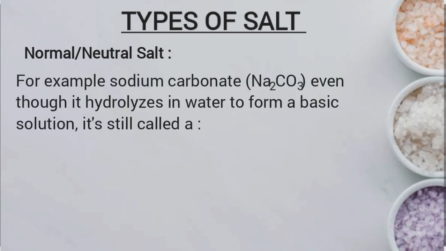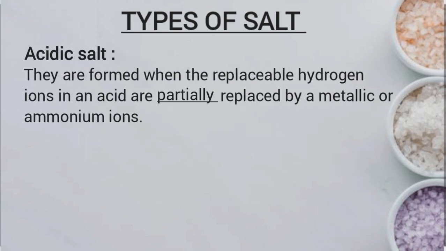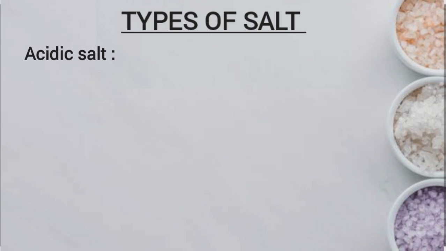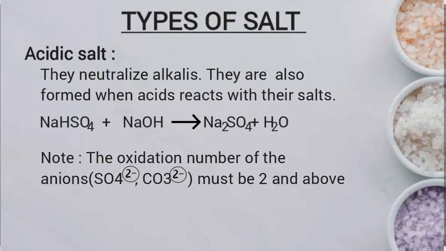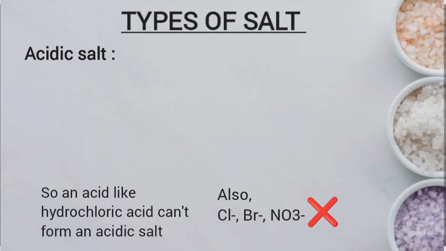So for example, sodium carbonate, in as much as it hydrolyzes in water to form a basic solution, is still called a neutral salt. Now the next type of salt is the acidic salt, and these salts are formed when the replaceable hydrogen ions in an acid are partially replaced by a metallic or ammonium ion. Now these salts have the properties of an acid. They neutralize alkalis. They're also formed when acids react with their own salt. But for this type of reaction to take place, the oxidation number of the anion must be 2 and above. So an acid like hydrochloric acid cannot form an acidic salt.